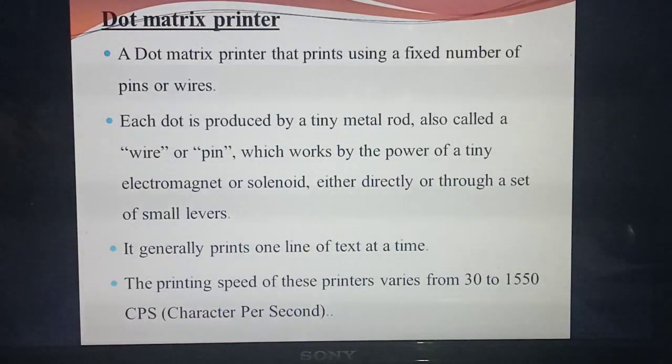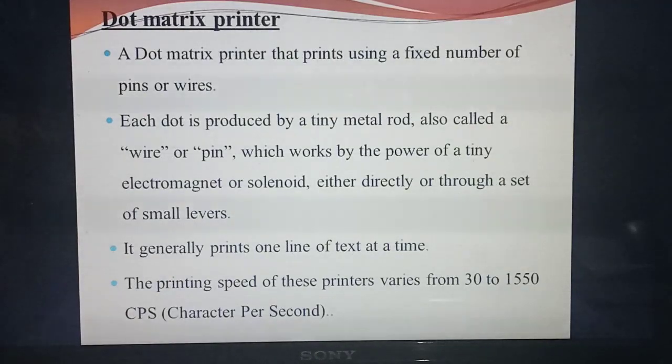So the first one is the dot matrix printer. This dot matrix printer is mainly used to print. Here, the dot matrix printer contains a fixed number of pins or wires. Inside the dot matrix printer there is a fixed, proper, countable number, some constant number of pins or wires. That's the first point. Understood?